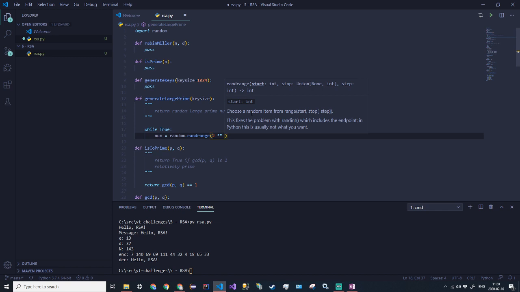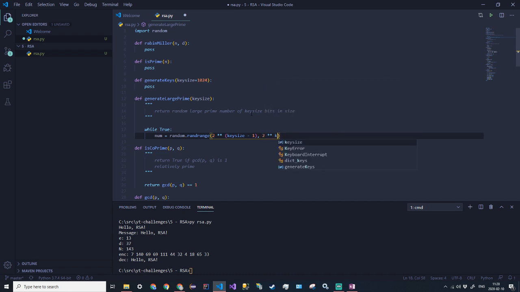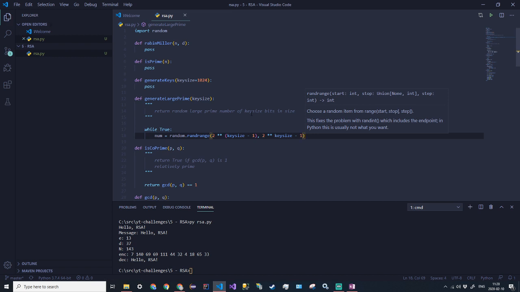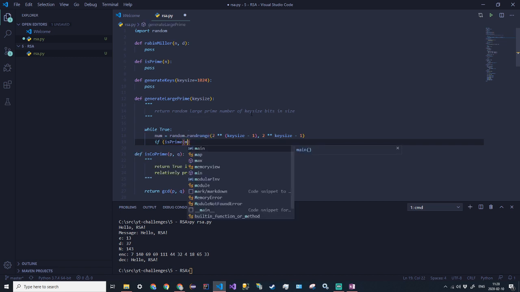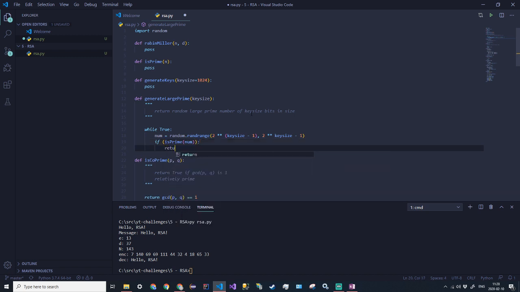Asterisks, and then we want to do 2 to the key size minus 1, just like that, and then we want to go all the way up to 2 to the key size, and that whole thing minus 1. And then we just want to determine if is prime num, return num. You might think that this will be inefficient, but it's necessary if we want to have the level of security that we do want.